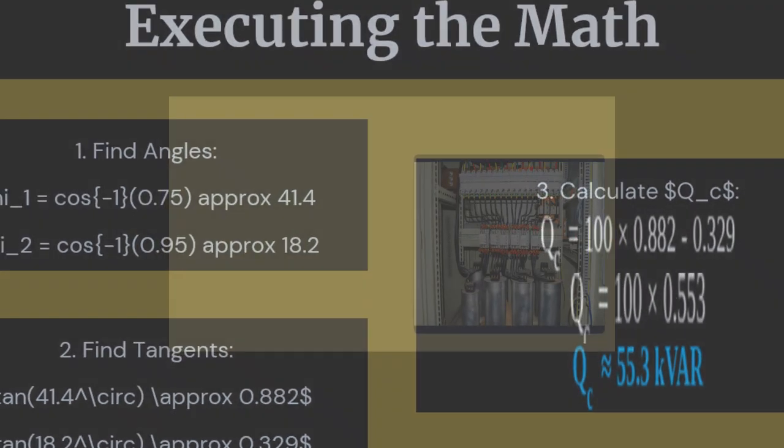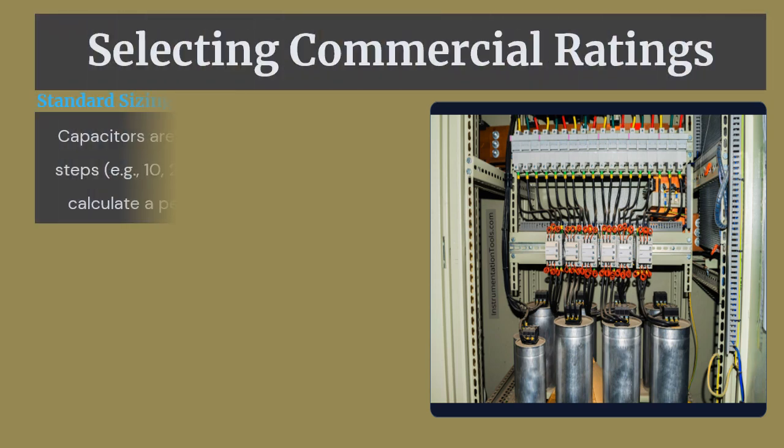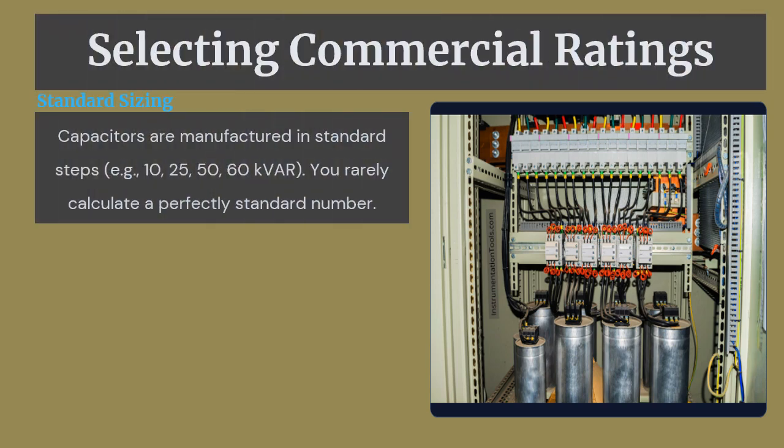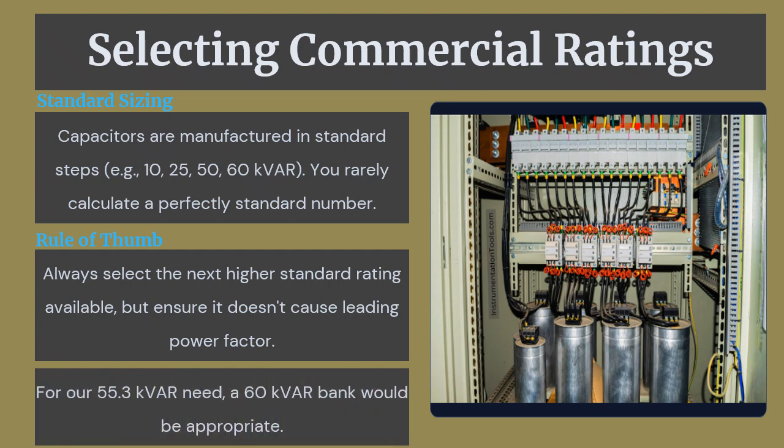Selecting commercial ratings. In the real world, you cannot order a 55.3 kVAR capacitor. Standard manufacturing steps might offer 50 or 60 kVAR units. The rule of thumb is to round up to the next standard size, in this case, 60 kVAR, provided it doesn't push you into a leading power factor, which we will discuss in a moment.